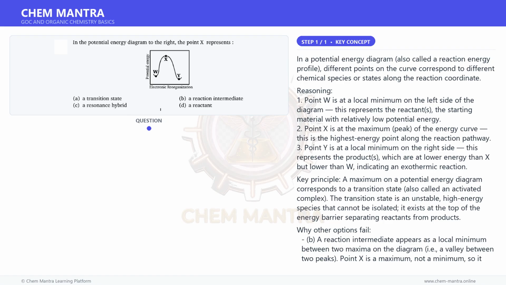C. A resonance hybrid is a stable weighted average of resonance structures of a molecule. It is not a point on an energy diagram. D. A reactant corresponds to the starting point W, the local minimum on the left, not X.